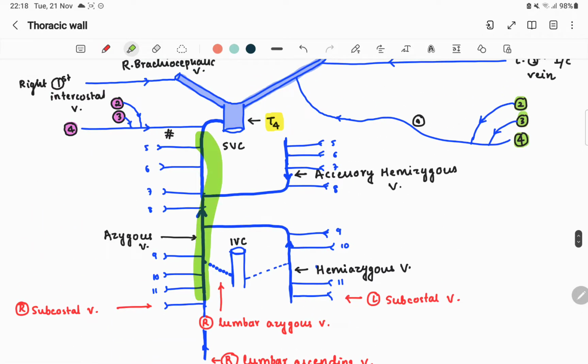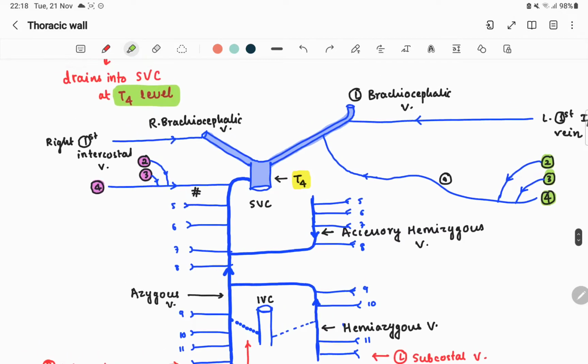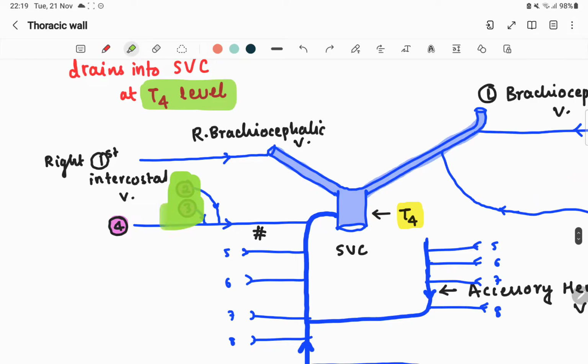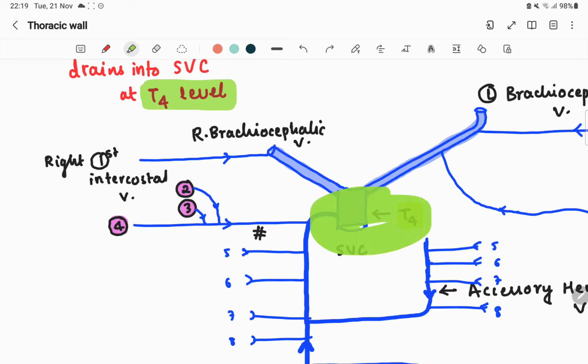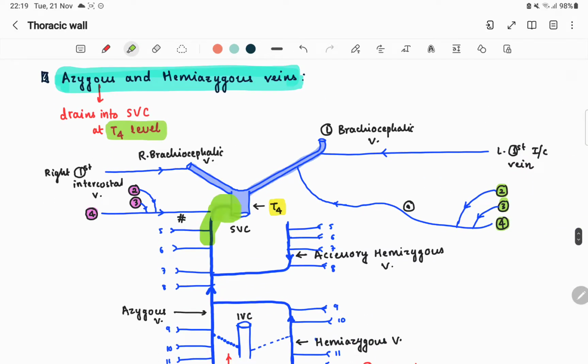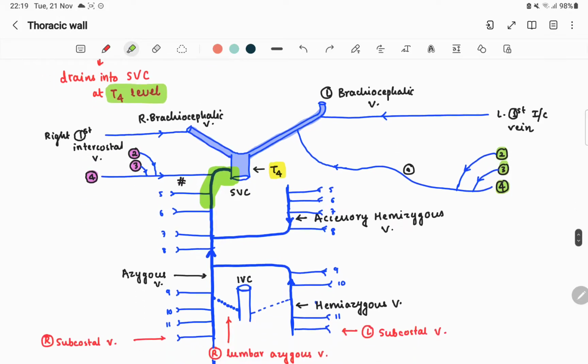In this azygos vein, the blood from the second, third, and fourth intercostal spaces is draining. So we have the right second intercostal vein and right third intercostal vein, which are draining into the fourth, and the fourth is draining at the level of T4 into your azygos vein. So the azygos vein drains into the SVC at the T4 level.